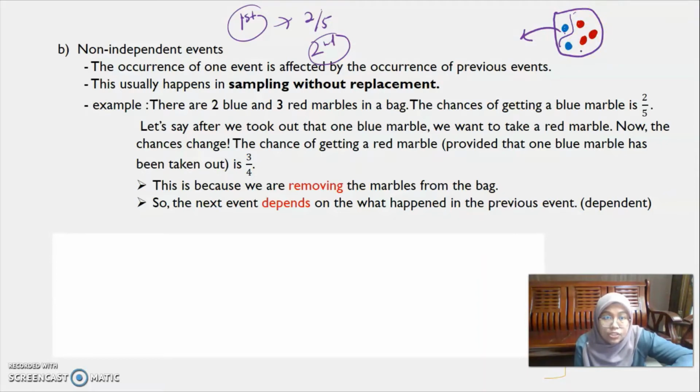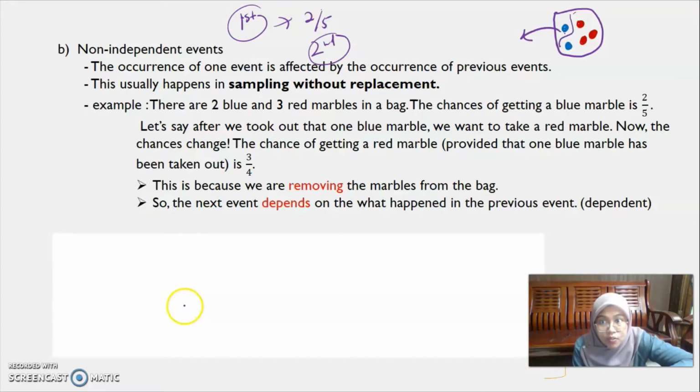Now for the second trial, I also want a blue marble. The probability of getting a blue marble for the second trial is only 1/4, because we are left with only one blue marble and the total marbles in the bag has been reduced to 4. Now the probability is reduced because the number of marbles in the bag has also decreased.